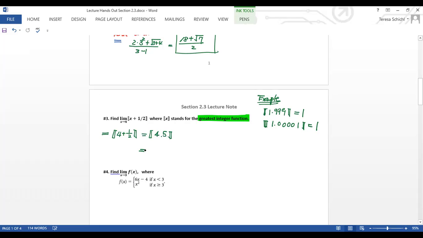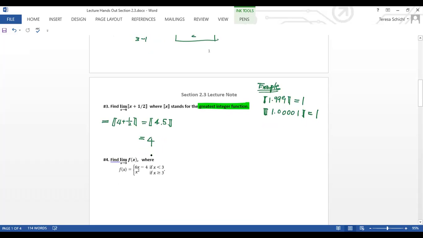So what is the greatest whole number less than 4.5? It's 4, right? It's good. All right, so now let's take a look here.